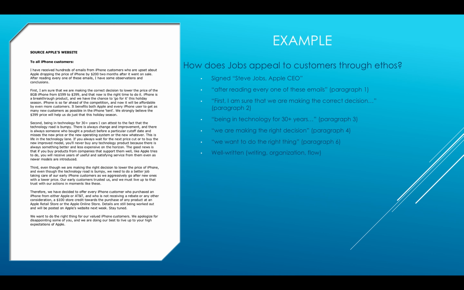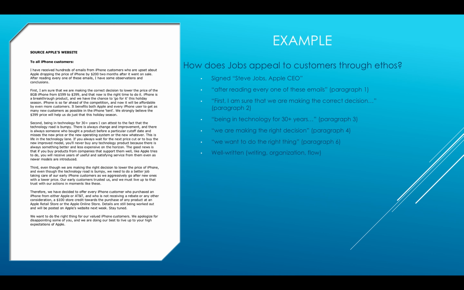Paragraph 2, he says, first, I'm sure that we're making the correct decision. So that's him establishing credibility by saying, I'm confident in my decision. I know we did the right thing. So he's standing by it. In paragraph 3, he demonstrates credibility by very smartly drawing upon the fact that he's worked in technology for 30 plus years. So he just basically says that. So people, again, are more likely to be persuaded by your argument if they can tell you're a credible source. And he's drawing on his 30 plus years of experience.